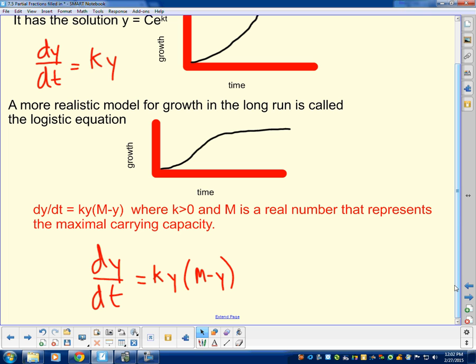And now what we're going to discover is what is y if this is the differential equation. I may have shown it to you 2 days ago, but I don't remember. There's a better equation for growth that has the limiting factor in there. We're going to derive it now. So buckle up. You ready?